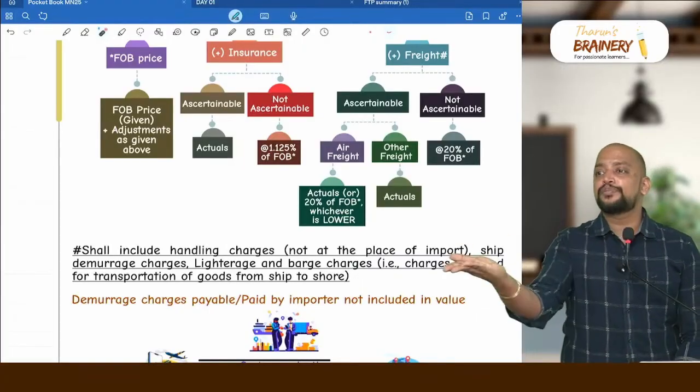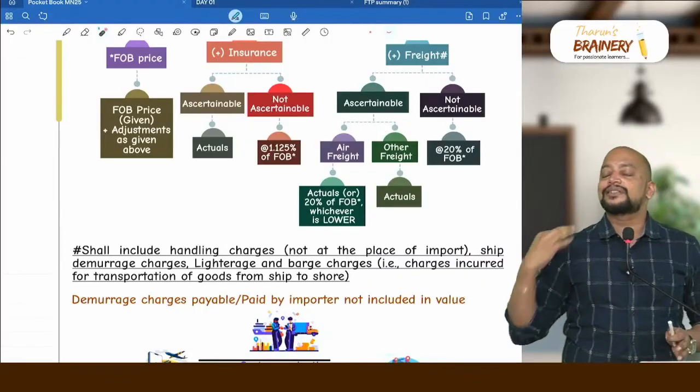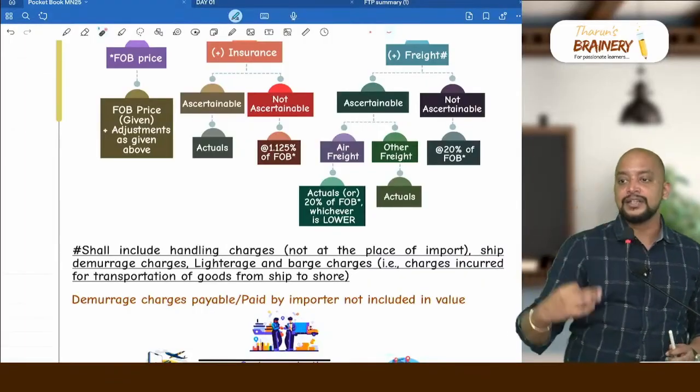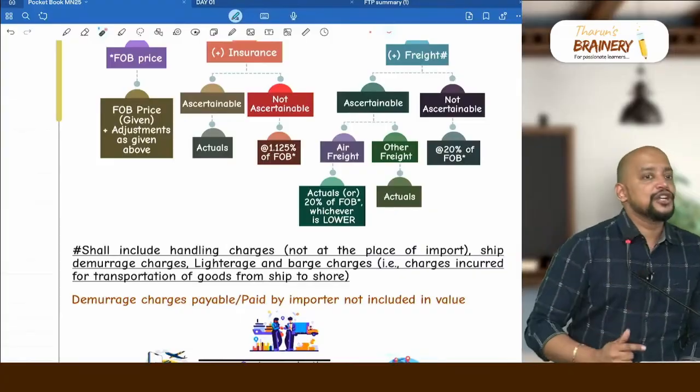No, this is post import, the goods are unloaded and it is not cleared within the time limit. What is the time limit? 3 days. Remember, 3 days. So within 3 days after unloading, the goods need to be cleared. If not, they need to pay demurrage charges.